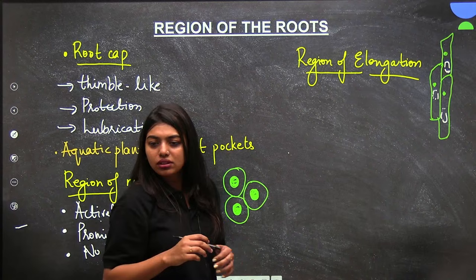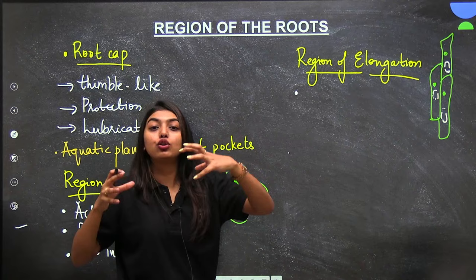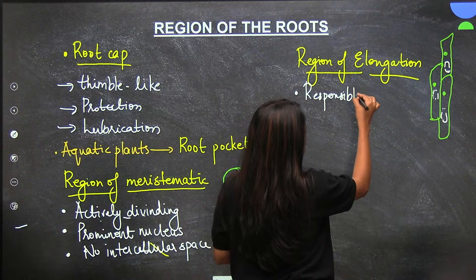Nandini told, and there's someone else also who told, vacuoles are not there, right? Here, vacuoles are there, okay? So, when we talk about the region of elongation, we should understand that this region mainly helps for root growth, right? This region is responsible for root growth, okay?